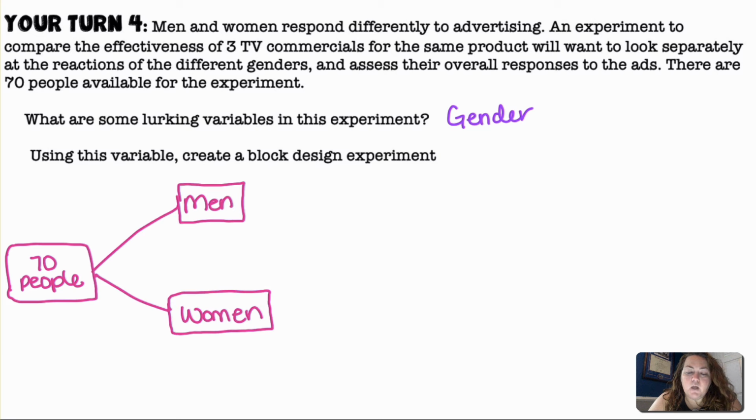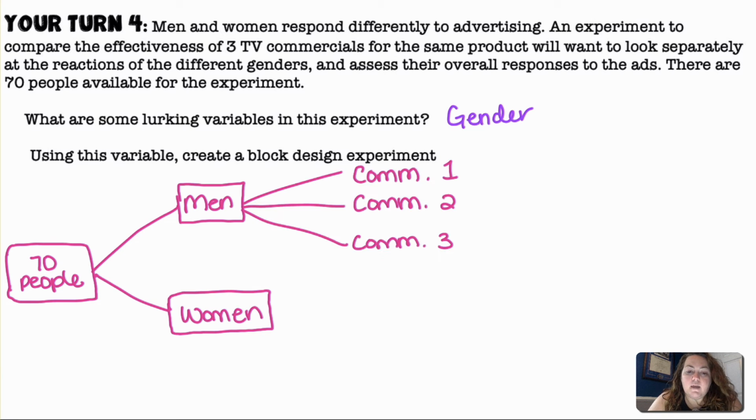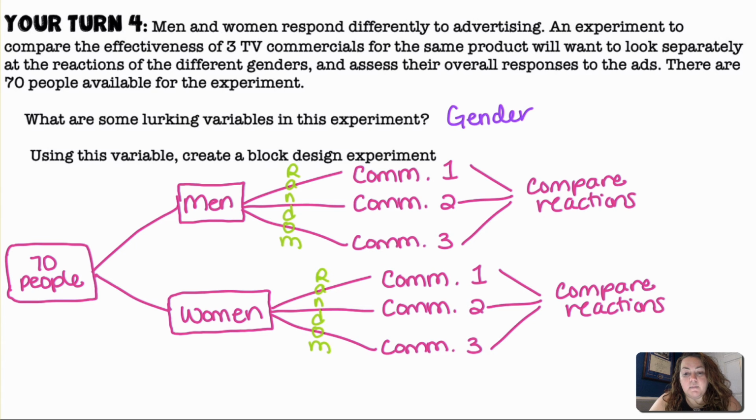So I have 70 people. I'm going to block them by men and women, and then I'm going to randomly assign them to the commercial that they get, and I'm going to compare their reactions. All right. I'm going to do that same process for women. Again, I am not randomly assigning them to be either men or women. I am randomly assigning them after they've been blocked by men or women. All right, and make sure that you explain the randomization process.